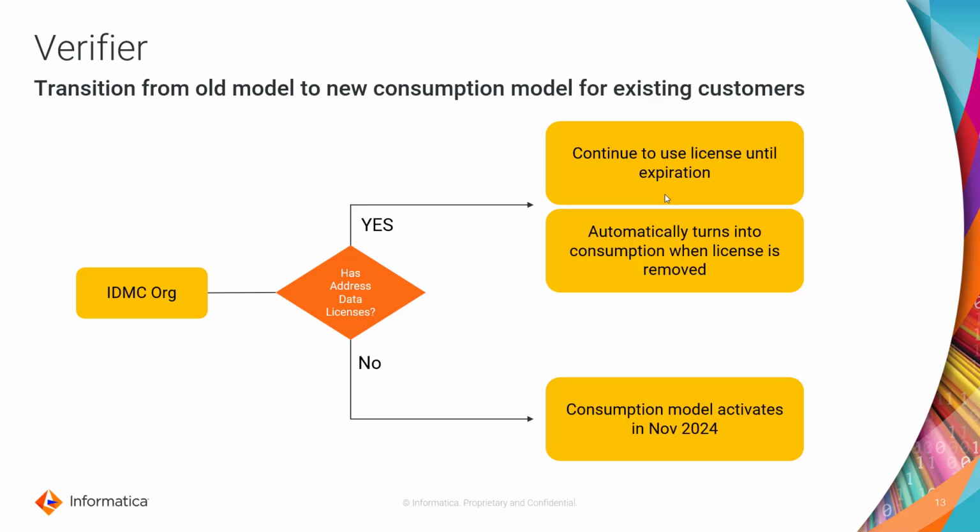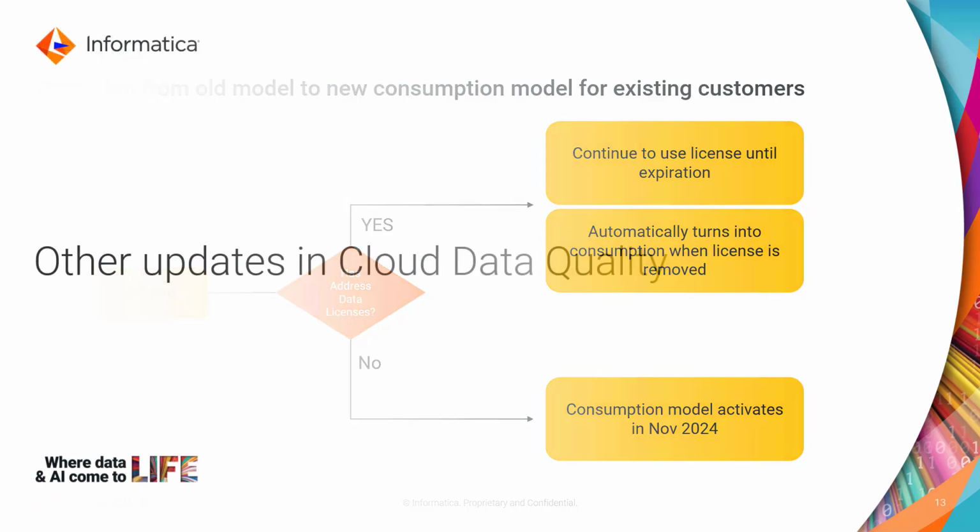And then after expiration, there is no disruption. We automatically turn into the consumption and we will consume the IPU pools. And if you don't have that address data license, we automatically go and consume the IPUs that you have available.